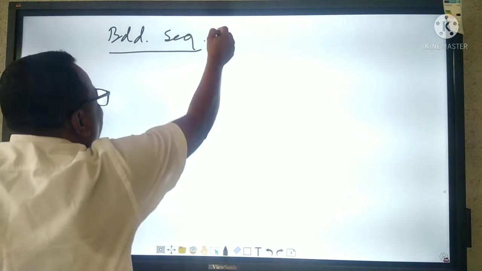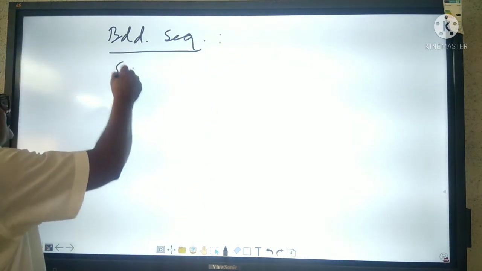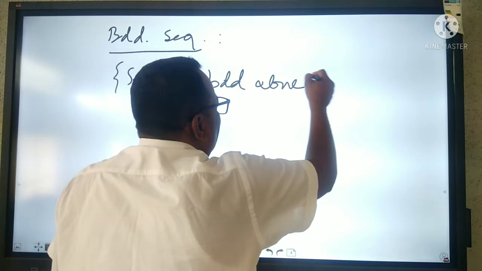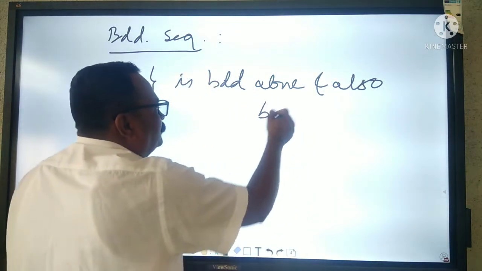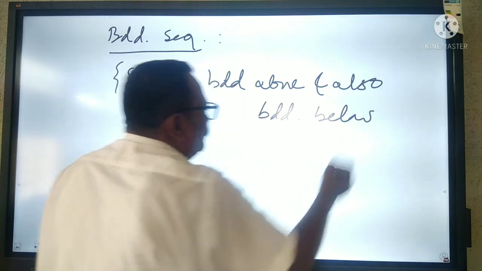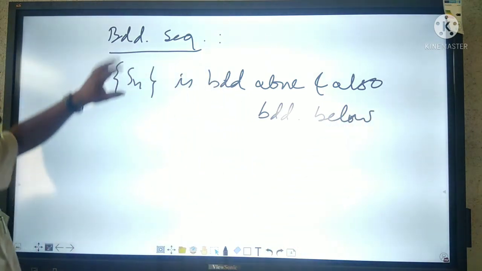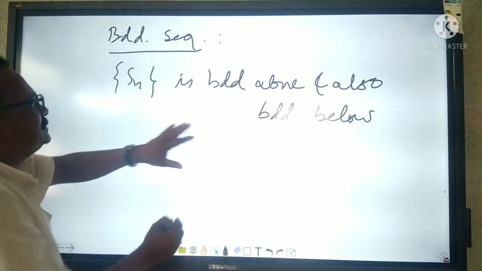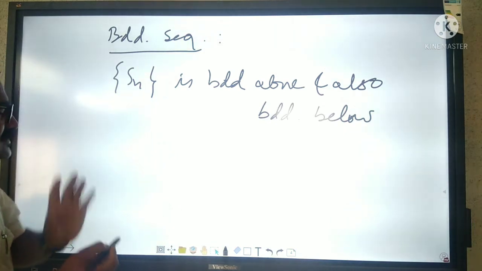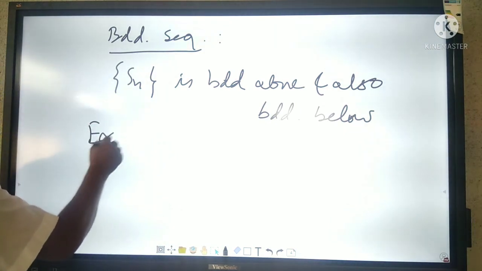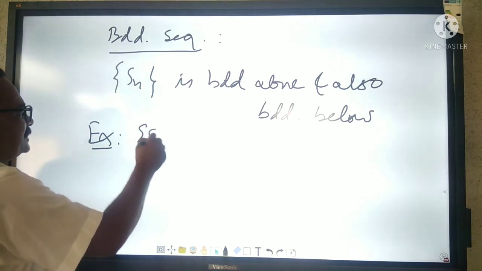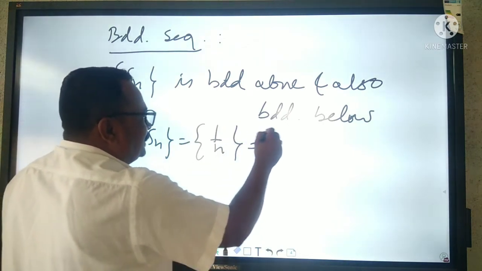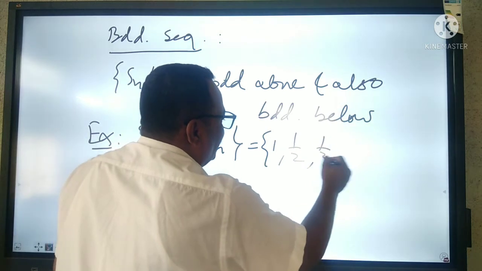So the definition of a bounded sequence is, if the sequence Sn is bounded above and also bounded below, then the sequence is said to be a bounded sequence. Example, a well-known example is the sequence Sn equal to 1 upon n.